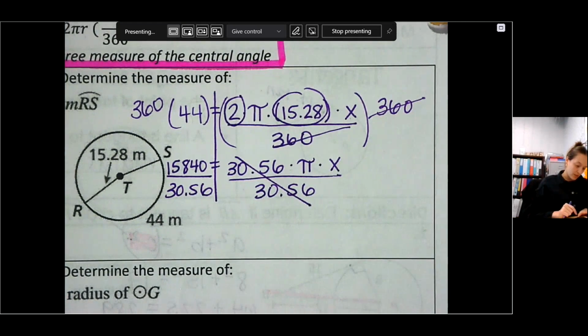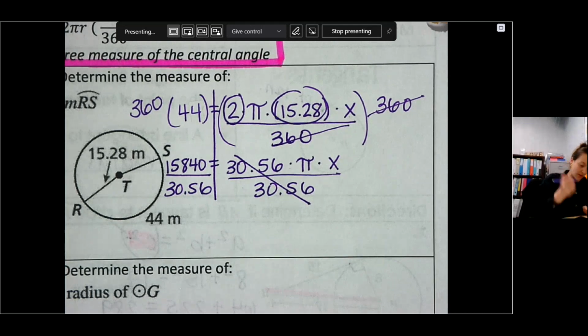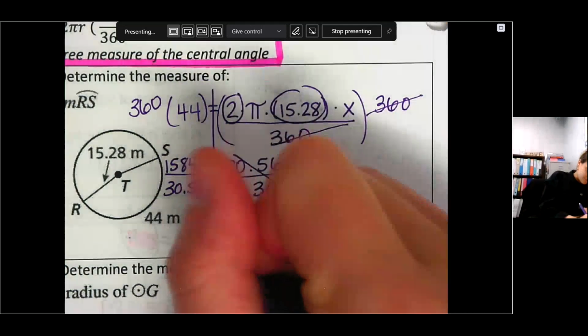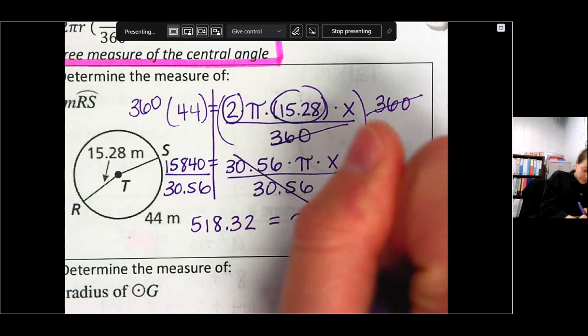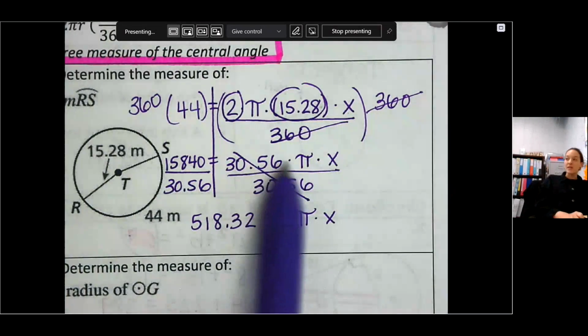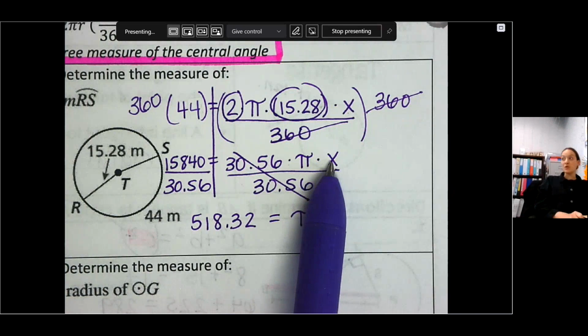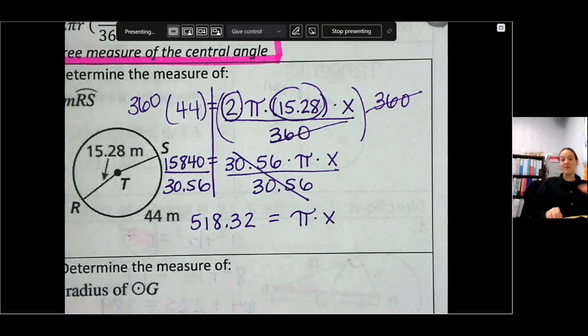840 divided by 30.56. Okay, I'm going to round because that's a crazy number. Because this is multiplication, all of these are getting multiplied together. So to undo multiplication, I have to divide them. If it was adding them, then it'd be fine. But since I'm multiplying, I have to divide them. Good question. Okay, what is my last step?